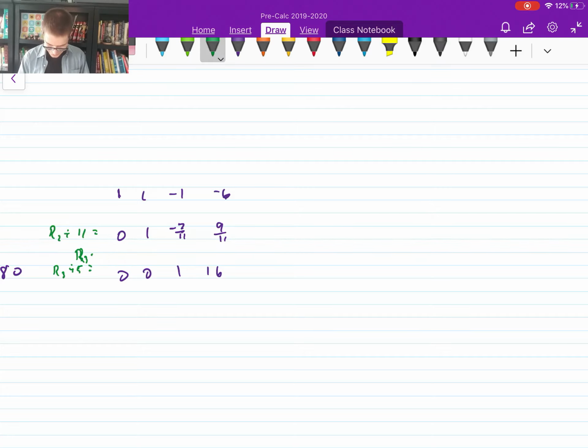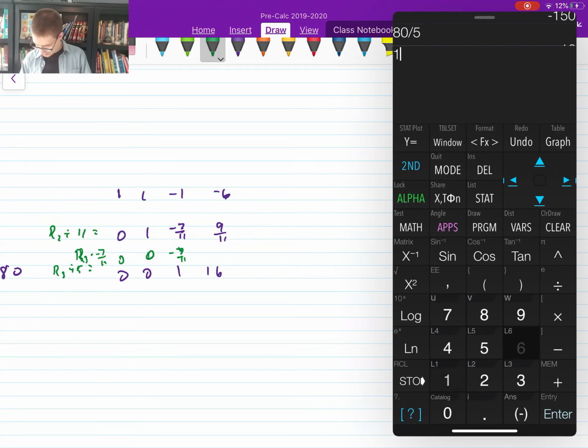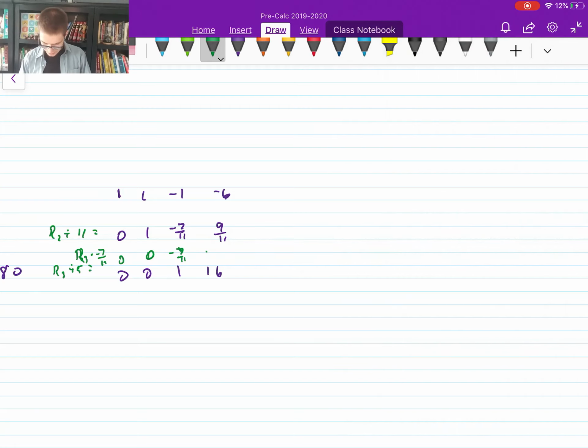See how easy it is to make a mistake? I should probably take a break after this. We get 0, negative 7 over 11, and then, let's see, 16 times 7 is 112. So negative 112 over 11. Okay, this looks really scary. It looks like we've done something wrong, but I'm going to trust the numbers. I think things are going to work out okay.